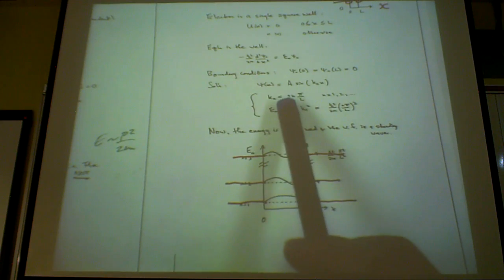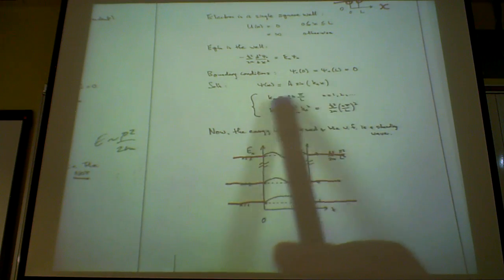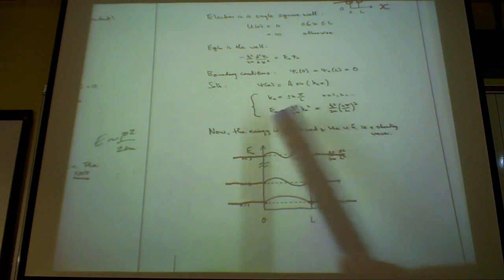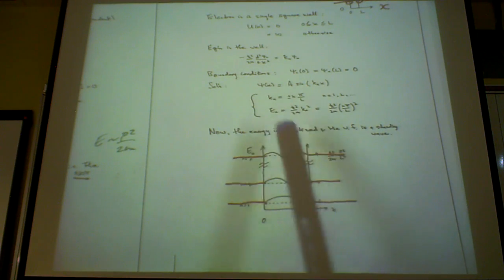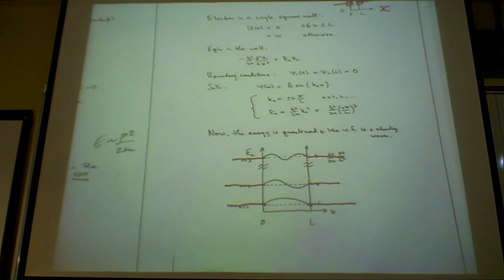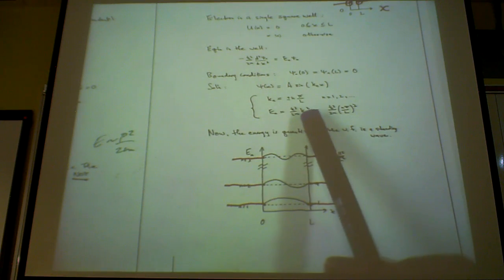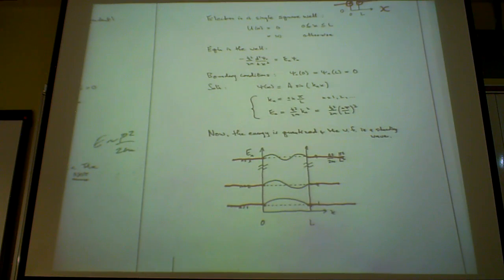And furthermore, due to this quantization, your energy is also quantized, because your energy is proportional to k squared, and k is quantized, so therefore energy is quantized. So the effect of the boundary condition is severe.